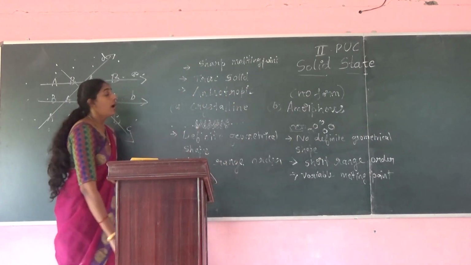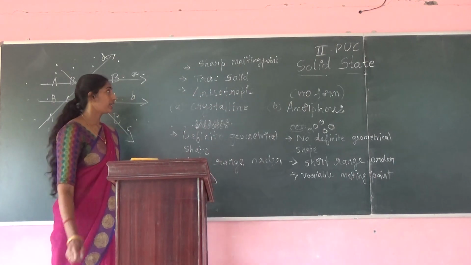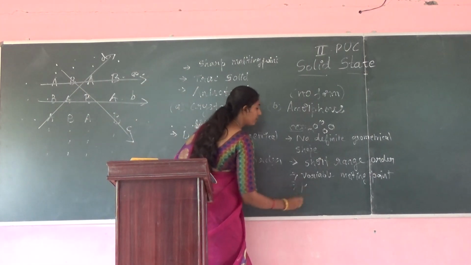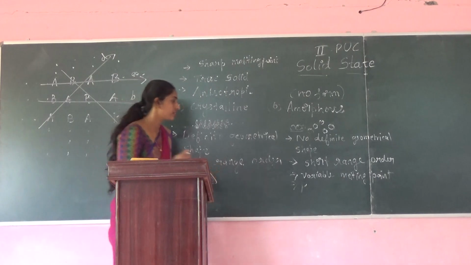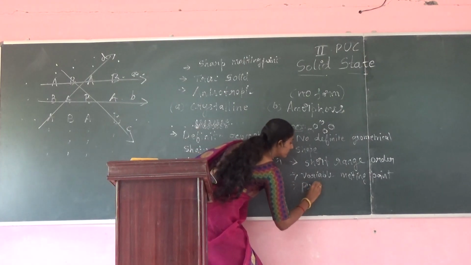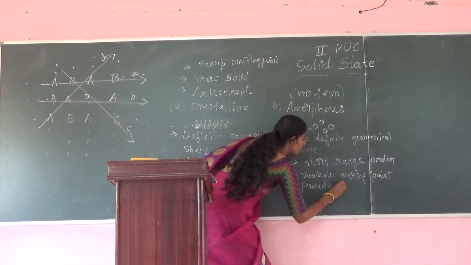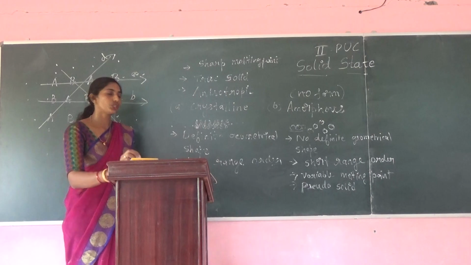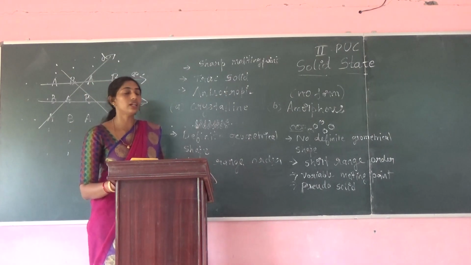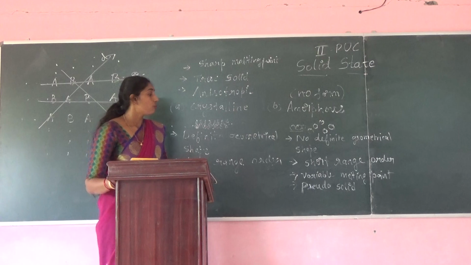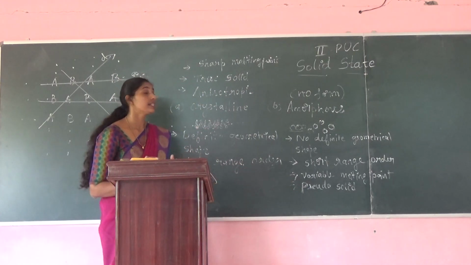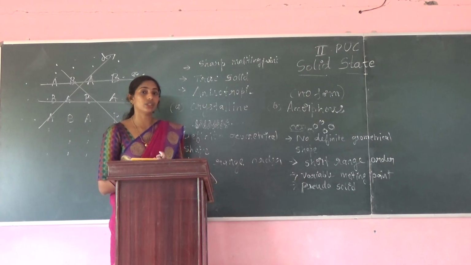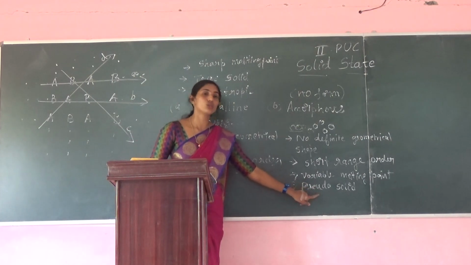Okay. Since it melts at different temperatures, it is usually called a pseudo-solid. Remember, this is an important difference: pseudo-solid. Pseudo in the sense of false. You may have questions like why amorphous solids are pseudo-solids. Because it doesn't have a sharp melting point. Since it melts at variable temperature, it is usually called a pseudo-solid.